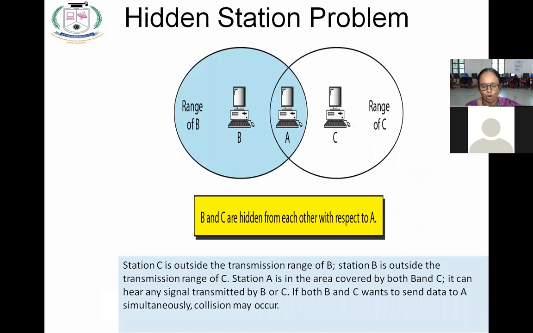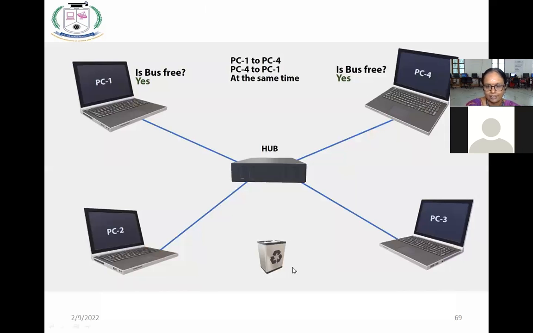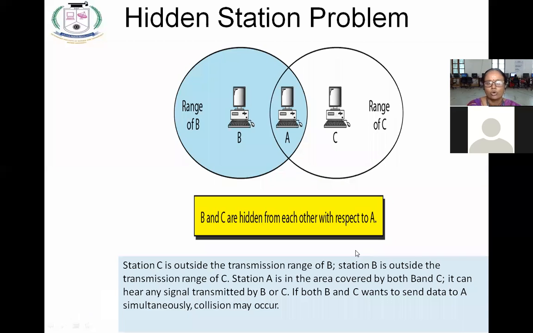Hidden station problem. What is hidden station problem? Now you just see. Have you seen this? When a collision occurs, automatically it will be discarded. So in CSMA we always go with CA. You just see this hidden station problem. What is the use of RTS and CTS?